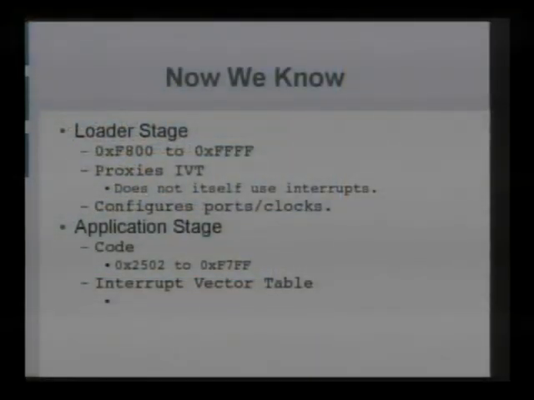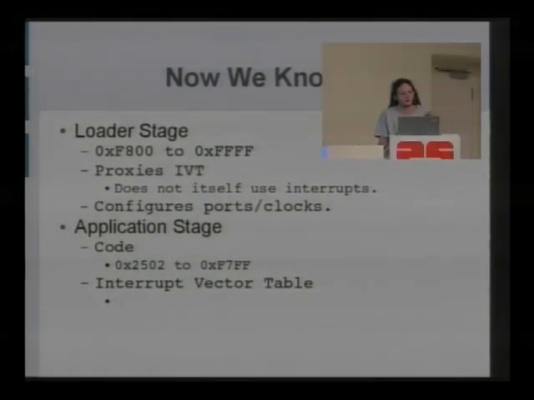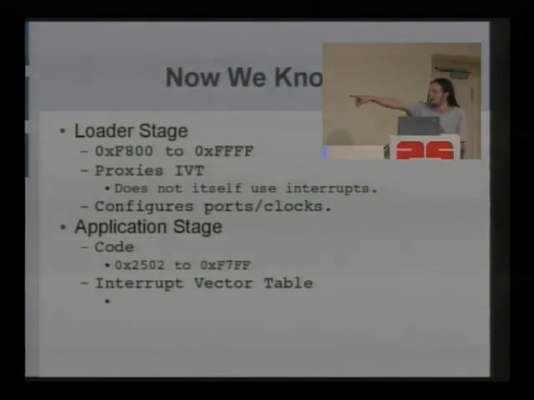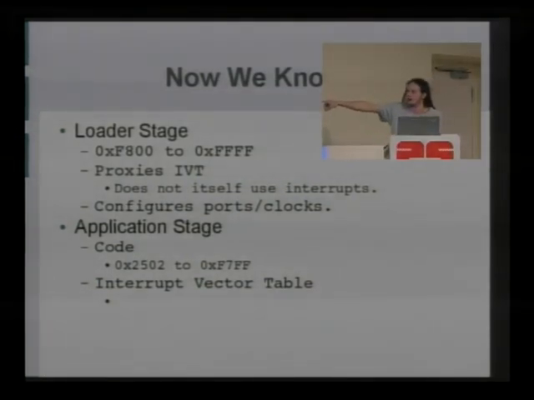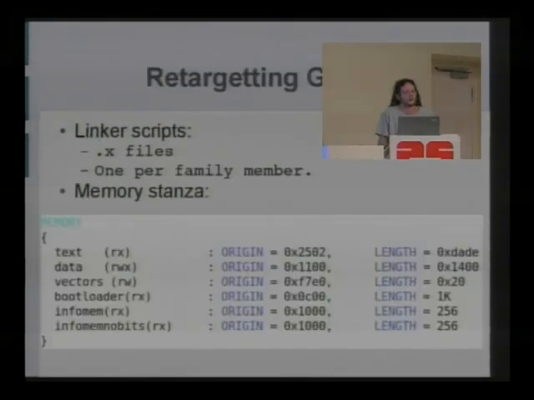So at this point, we know that the loader stage exists from F800 to 10,000 hex, that it proxies the interrupt vector table, but it doesn't itself use interrupts. So it can't have any event-based programming. It can only sit within a tight loop. And we know that it configures the ports and the clocks properly so that the chip can function and the bootloader can speak to the PC. We also know that the application stage is supposed to go from 2502 hex to F7FF, and that the interrupt vector table is supposed to begin at F7E0. So we can write a new GCC target.